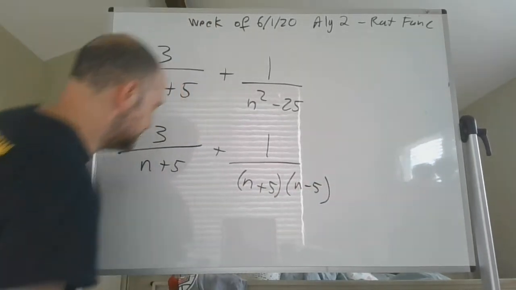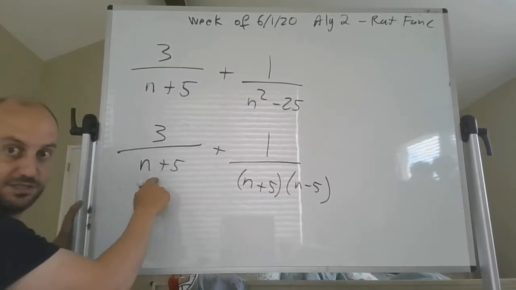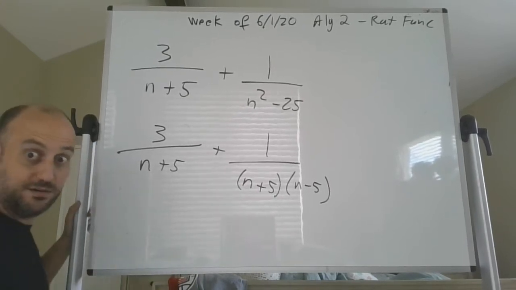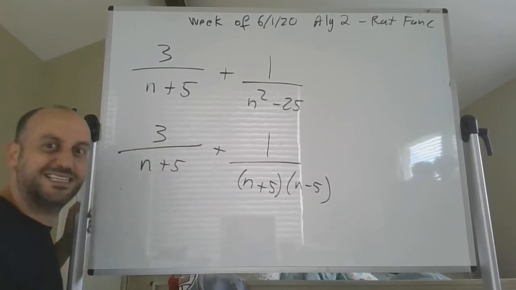And I want you guys to notice something. This already has an n plus 5. This guy already has an n plus 5. So how do I make these two common denominators? They're almost there. This has an n plus 5 and n minus 5. This one has an n plus 5. It's just missing the n minus 5.